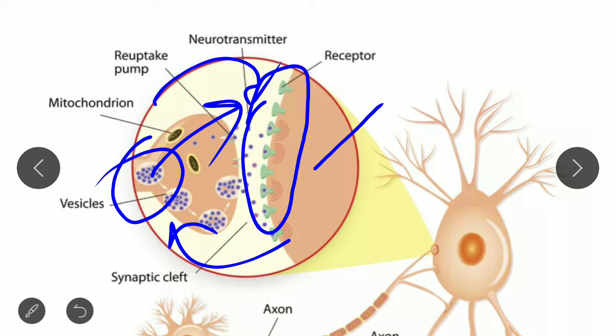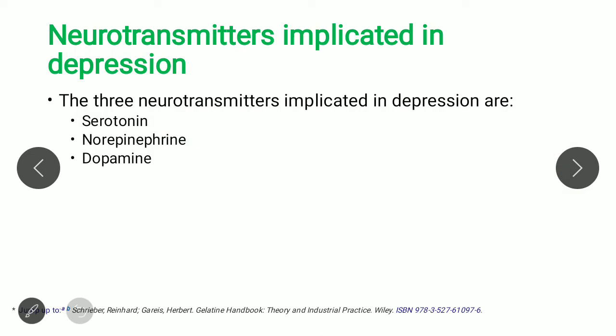So if there is any imbalance in these chemicals or neurotransmitters, that can contribute to mental health conditions. One such mental health condition is depression. The three major neurotransmitters which are responsible for depression are serotonin, norepinephrine, and dopamine. So let's have a look at these three individually. In terms of their sequence, we shall give the first priority to norepinephrine.